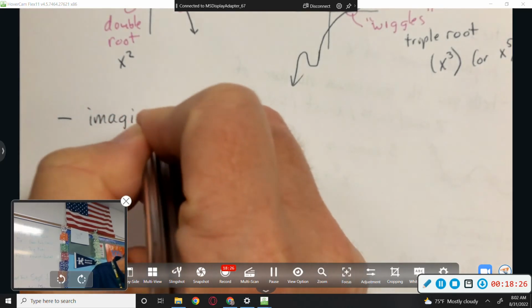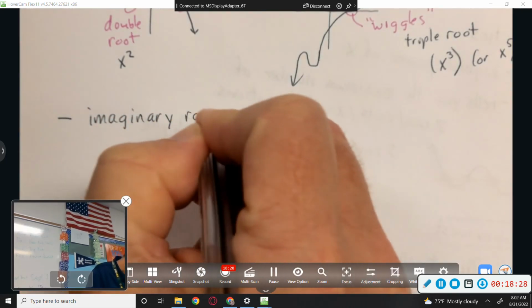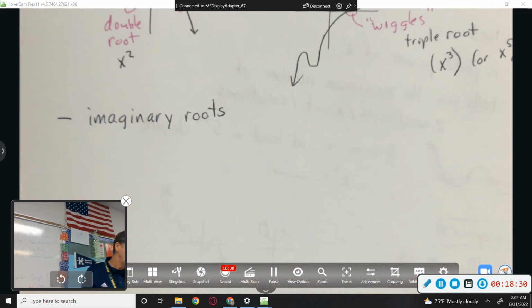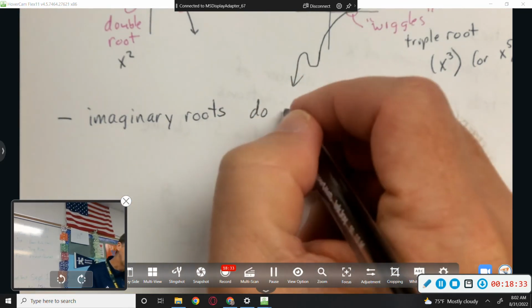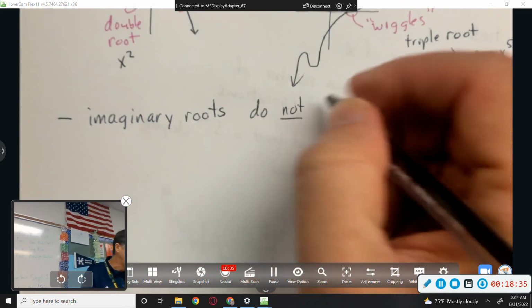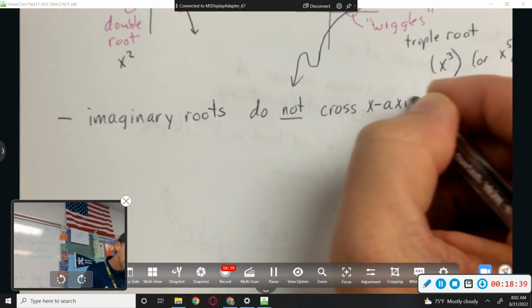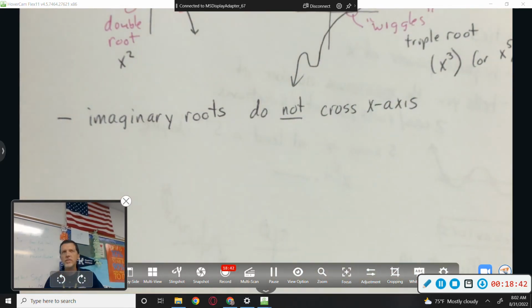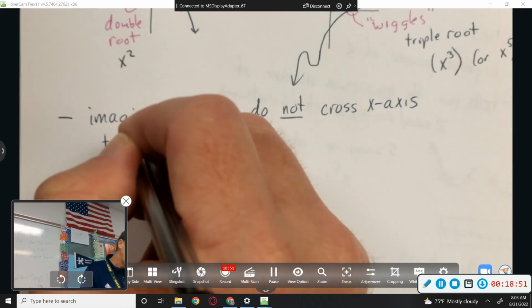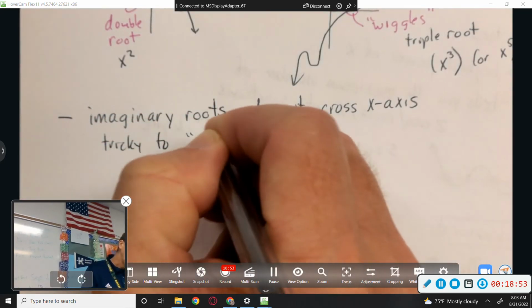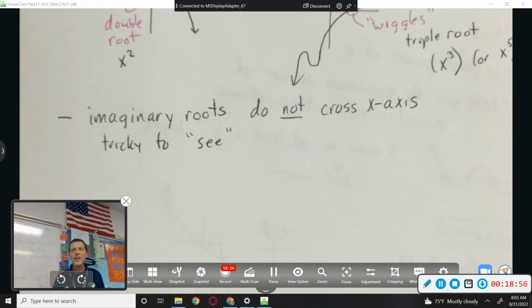Imaginary roots. I think we talked briefly about this yesterday. Imaginary roots do not cross the x-axis, because if they cross the x-axis, there'd be a real number there and they wouldn't be imaginary anymore. Which makes them sort of tricky to see, because, what am I looking at? If it's not crossing the x-axis, what am I looking for?